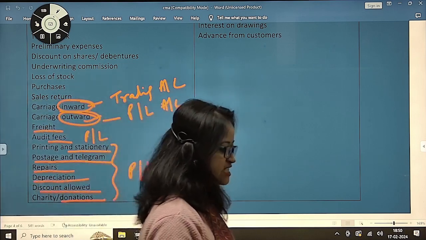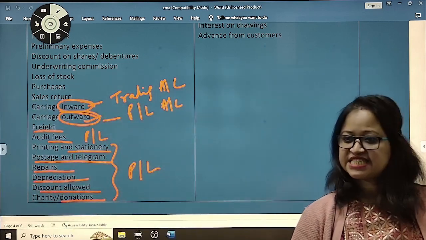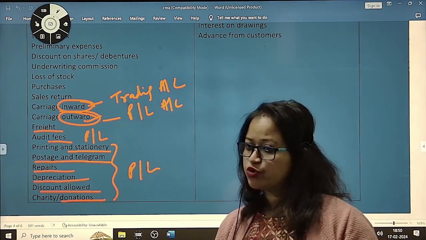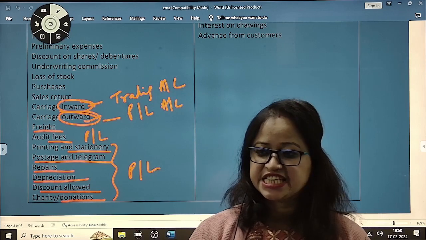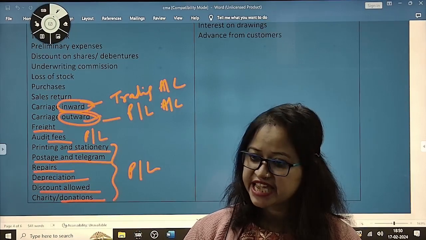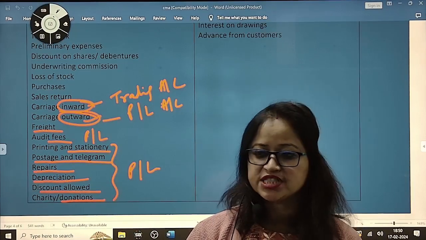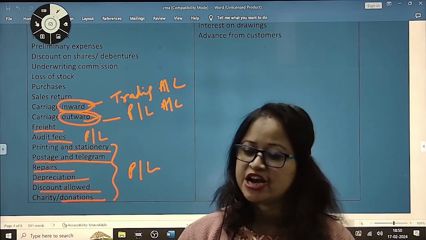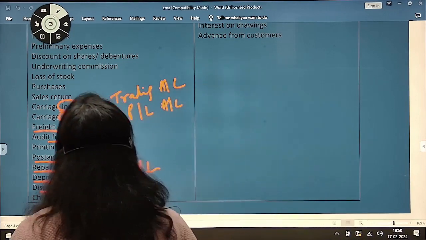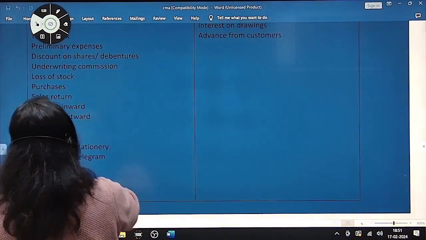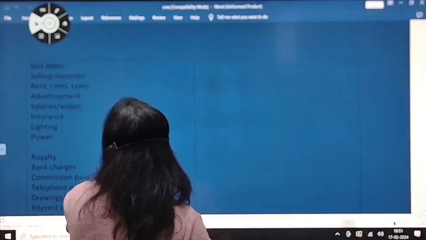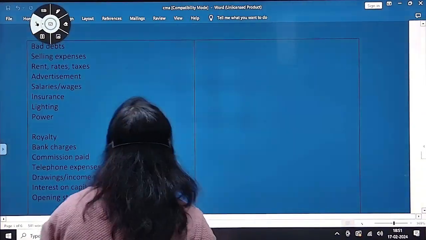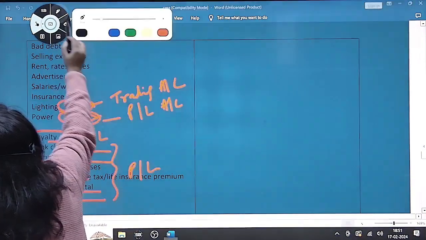And all the assets will go to the asset side. Liabilities will go to the liability side, like bank loan and all. In the credit side we will write all the income and the gains, and in the debit side we will write all the expenses and the losses. Few more in the debit side. Bad debt.